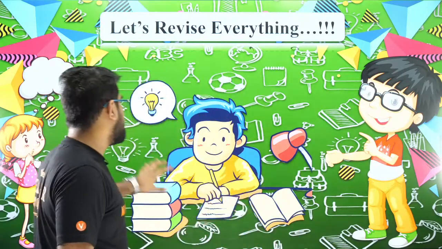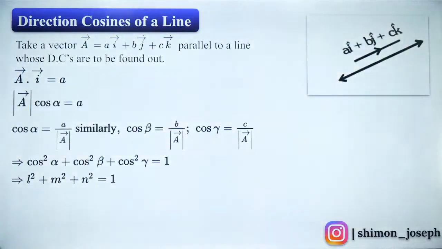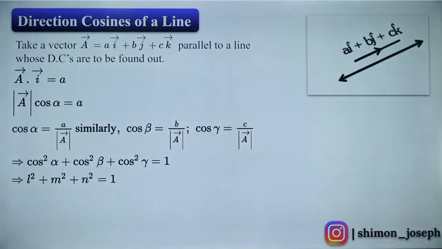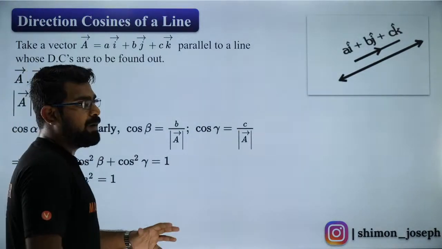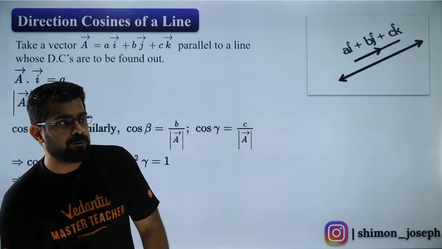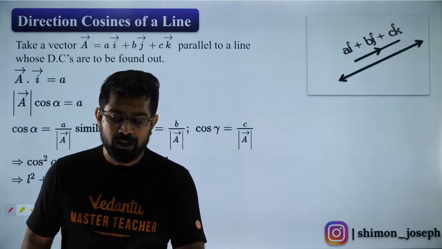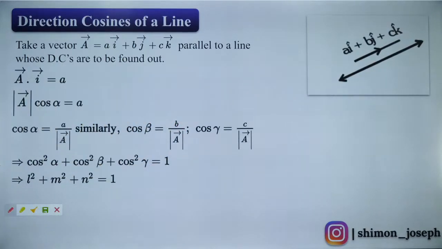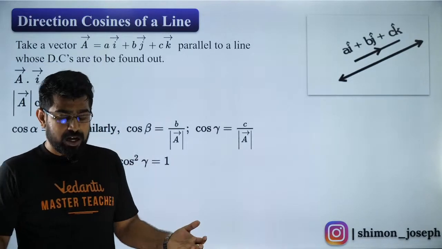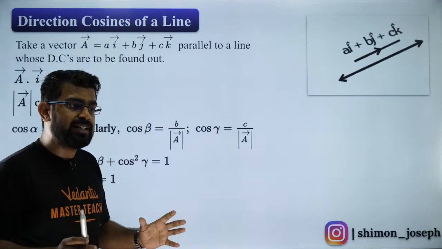Yes, people? Fabulous. So first of all, I want to explain the basics of 3D geometry. Please listen carefully, guys. Whenever you have a vector, that vector will make an angle with the x-axis, y-axis and z-axis. Do you all agree with me on that? So any given vector will make an angle with your x-axis, y-axis and z-axis. Do you all agree with me on that? Yes?